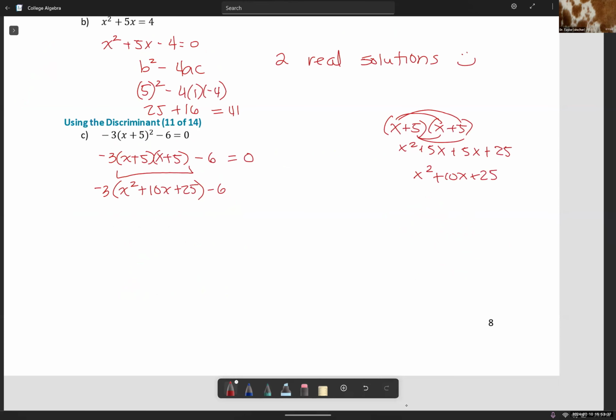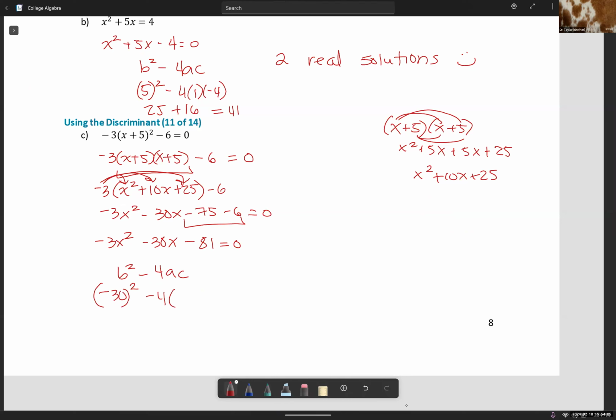Once you do that, you're going to distribute the -3. So you get -3x squared minus 30x minus 75, minus 6 on the outside. Put these two together, you get -81. And now we can use the discriminant. B squared minus 4AC. B is -30, A is -3, and C is -81.